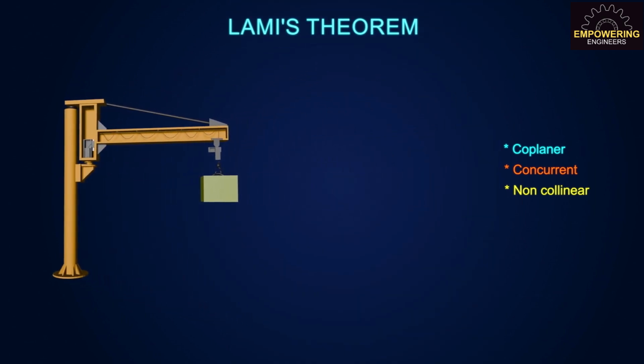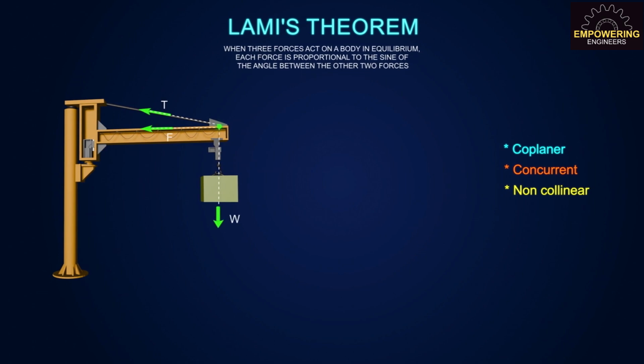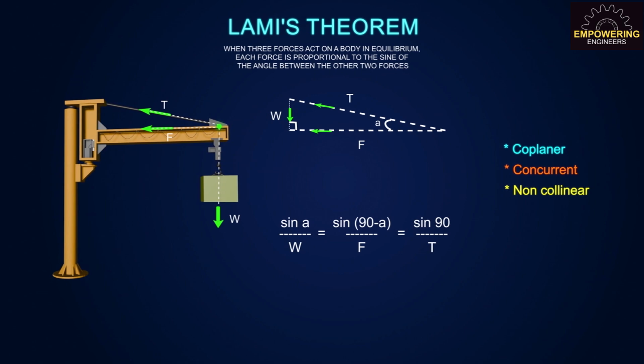Lami's theorem is used to determine the value of forces in each member. When three forces act on a body in equilibrium, the three sides of a triangle represent these forces. Every force has a direct relationship with the sine of the angle formed by the two other forces. In this way, we can determine the force acting on the tie rod and jib crane.